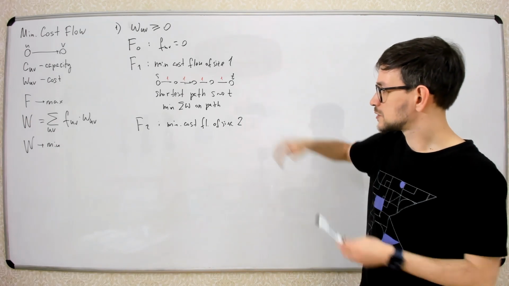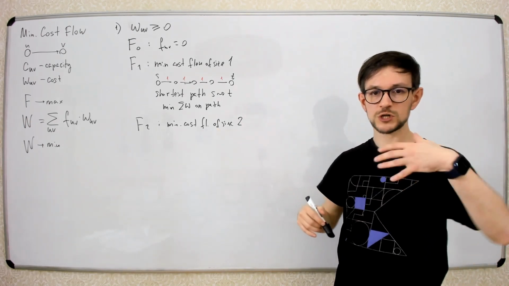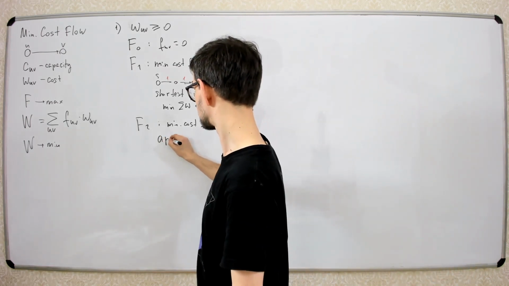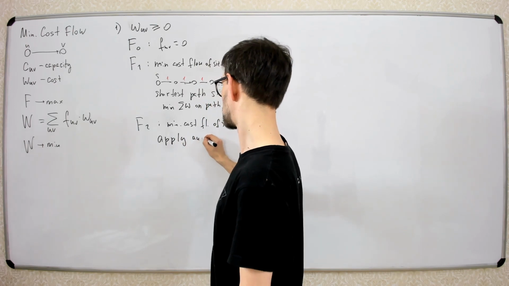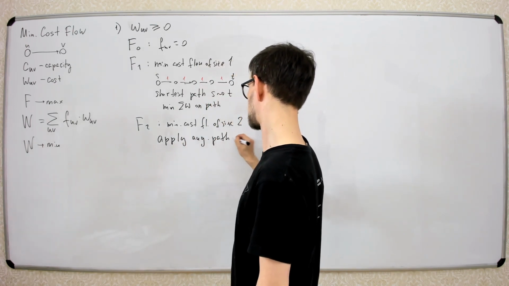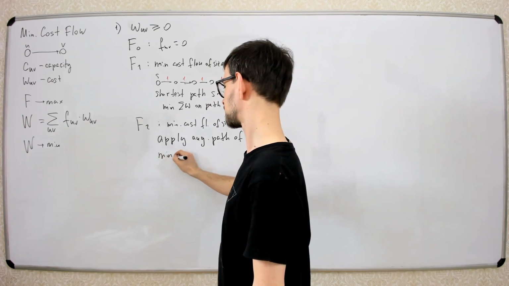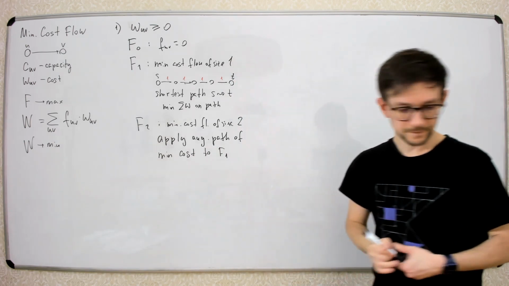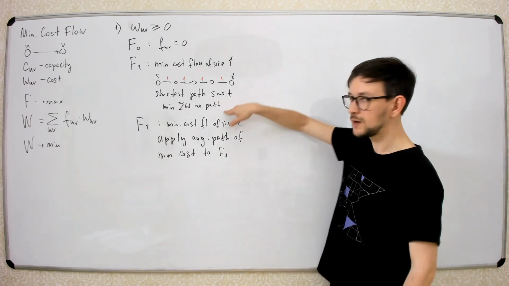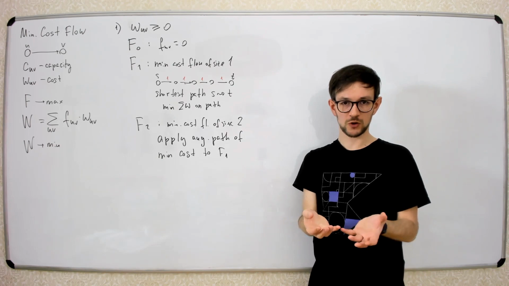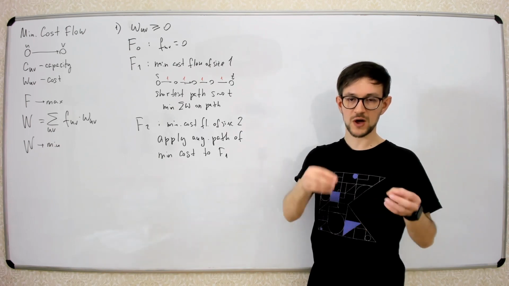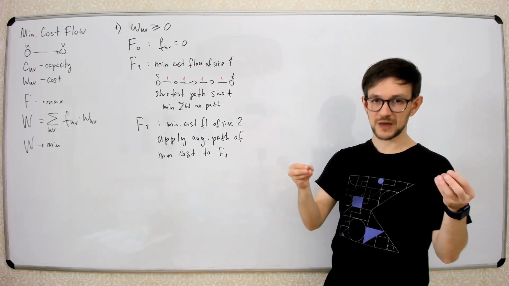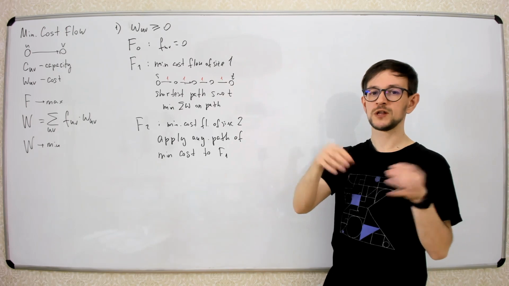So to find this flow, we just need to find the augmenting path of the minimal cost. Apply the augmenting path of minimal cost to flow F1. So we just take flow F1, build the residual network of this flow. In this residual network, we find the augmenting path from S to T with minimal sum. And then using this augmenting path, we increase the flow by 1.